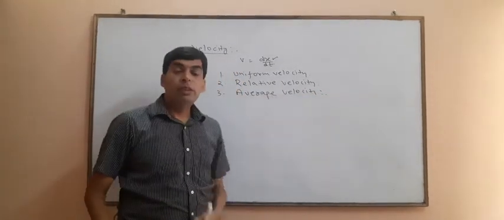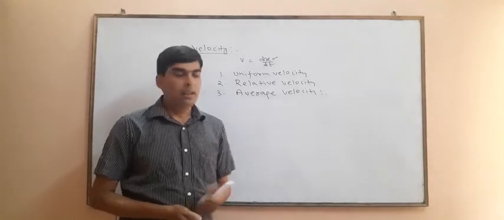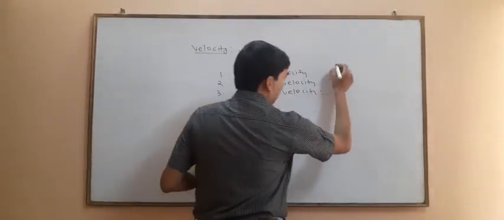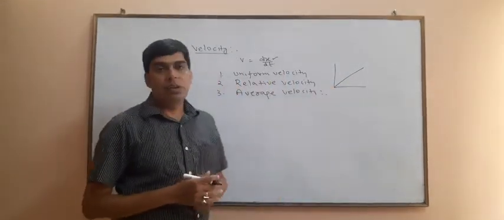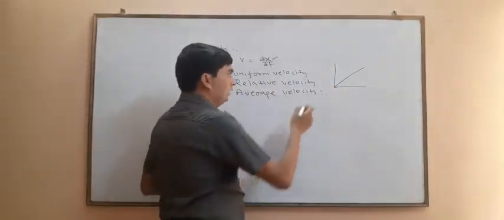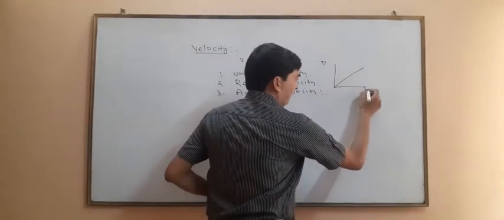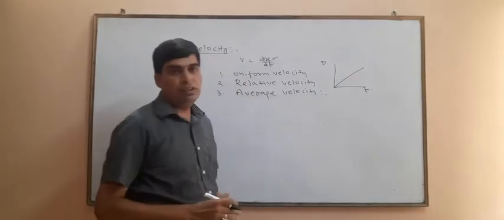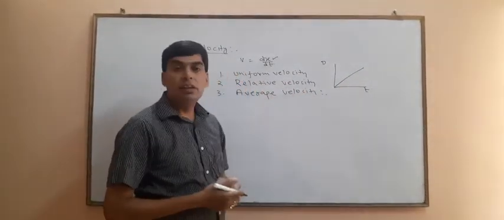Uniform velocity is when the body covers equal displacement in equal time intervals. The graph of uniform velocity will be a straight line inclined to the origin. If you write d for displacement and t for time, then this will be the slope of the graph. Here, the motion of the body is uniform in nature.